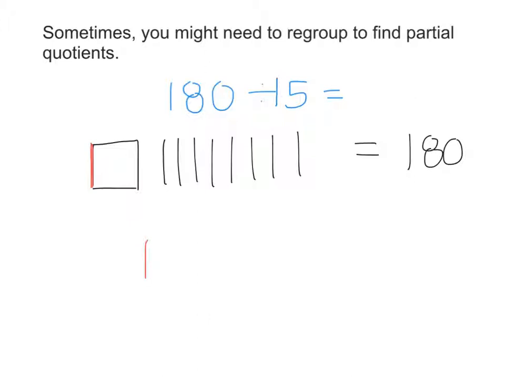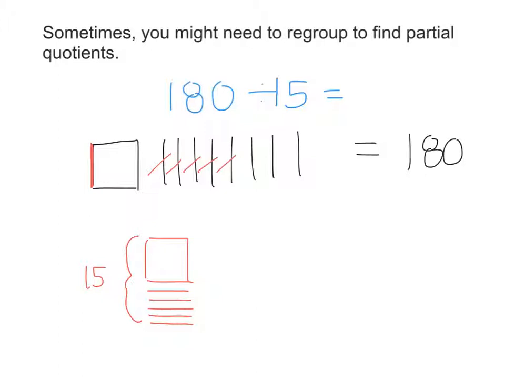So here I already have 10. Sorry, how many rods do I need to add to get a row of 15? Show me with your fingers. I see a lot of 5. So if I move 5 of these rods, 1, 2, 3, 4, 5, down here, do I now have a row of 15 right here? Yes. Okay. I still have 3 more rods to deal with.